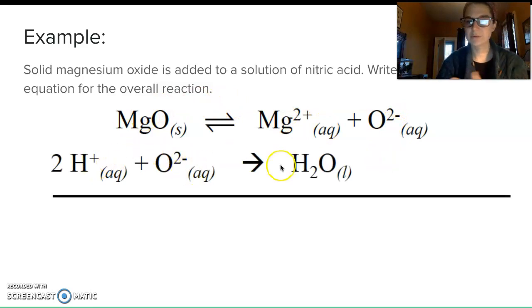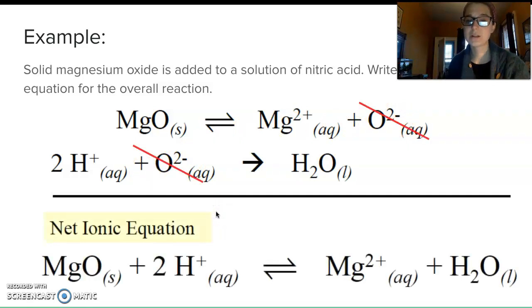So the other equation we're going to consider is this one. We end up with liquid water, which, as we know, is pretty stable. It's not like the carbonic acid, where it's going to break up into anything else. Now, if we add these two equations together, the O2- cancels out, and we get MgO solid plus 2H+, yielding Mg2+ and H2O.